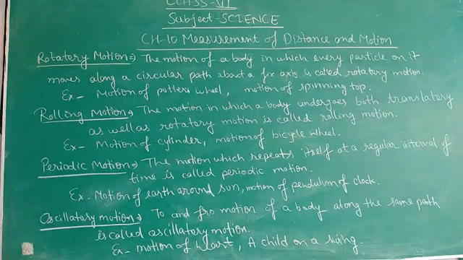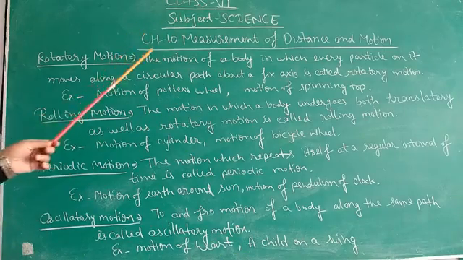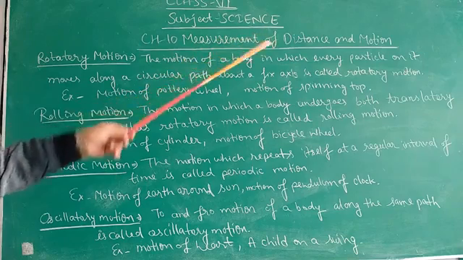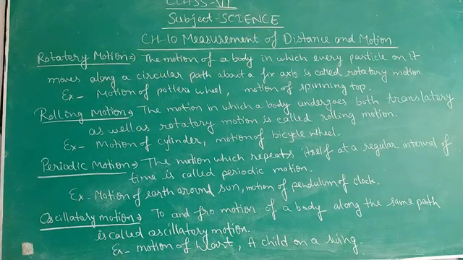Good morning students. Today we study science of class 6 chapter 10, measurement of distance and motion. Today we describe some types of motion such as rotatory motion, rolling motion, periodic motion and oscillatory motion.